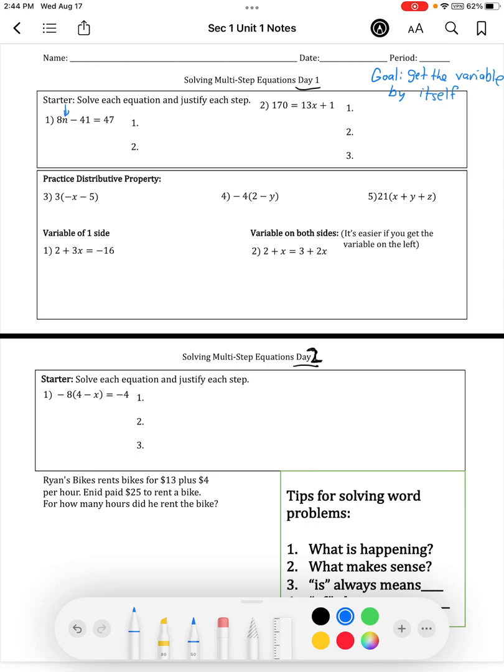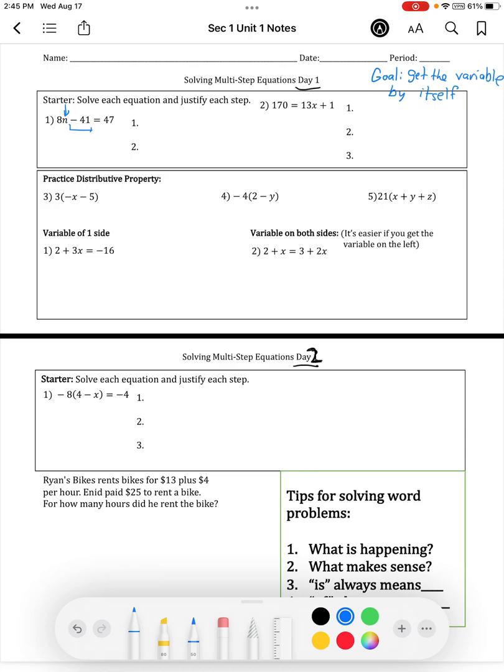So what is keeping the n from being by itself? Well, we have the negative 41, we have the 8. Now, it doesn't matter which order you resolve these in. However, I think it's easier to start with the thing furthest away from the variable, which in this case is going to be that negative 41. So how do we get rid of it? Well, we have to kind of undo it.